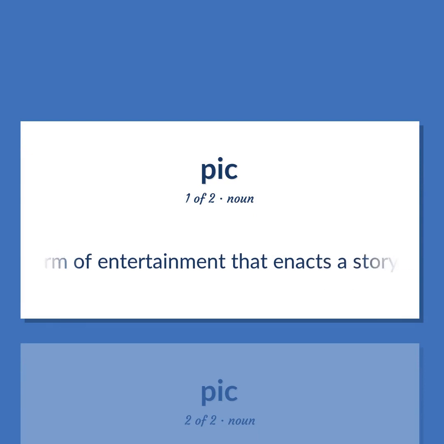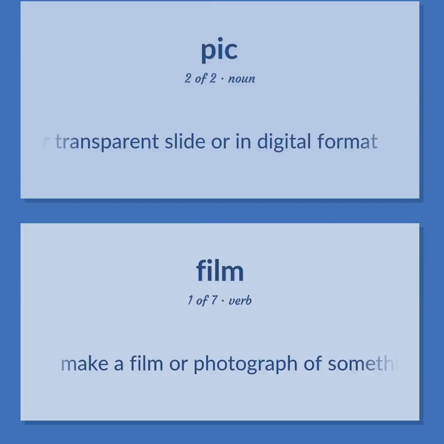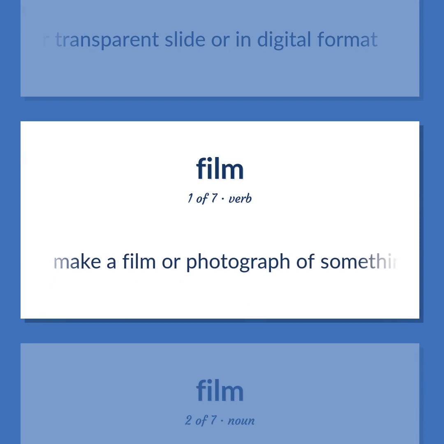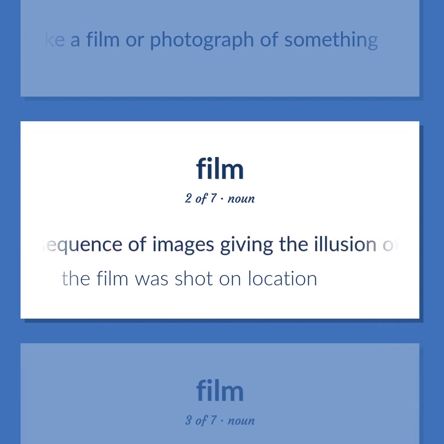A form of entertainment that enacts a story by sound and a sequence of images giving the illusion of continuous movement. A representation of a person or scene in the form of a print or transparent slide or in digital format. Make a film or photograph of something. The film was shot on location.